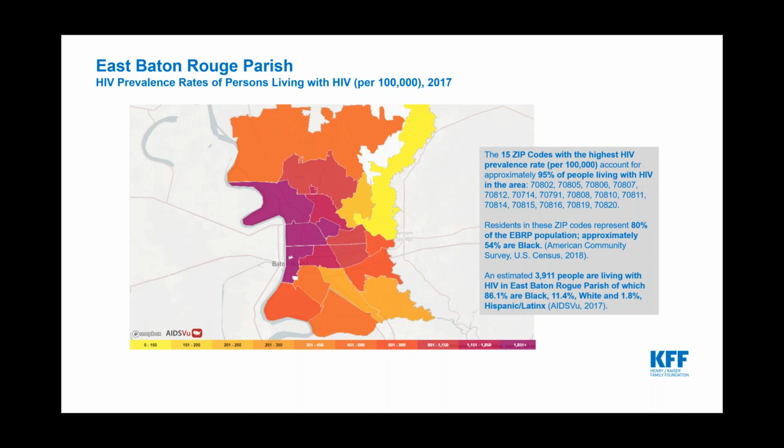We also found that residents in these zip codes represent 80% of the population of the whole parish, and a little more than half are Black. In addition, when we looked at HIV in the area, the vast majority of people living with HIV in the area, over 86%, are Black. So given this data, we agreed with the health department that while some messages would reach the entire parish, the priority focus would be on Black residents in those 15 zip codes.